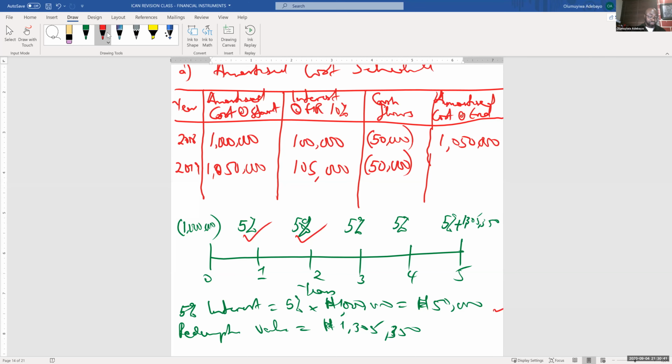Therefore, what is left? 1,050,000 plus 105,000 minus 50,000, which means prior to impairment test, my carrying amount, which is the amortized cost, as at end of year 2, is this amount, and that represents my answer for that period. Okay, B says what?